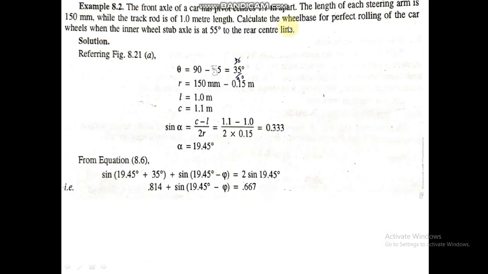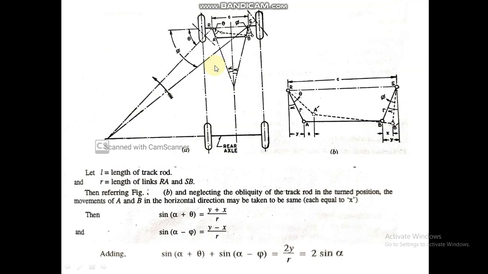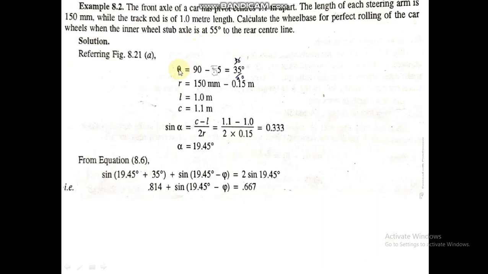Calculate wheelbase for perfect rolling of the car wheels when inner wheel stub axle is at 55 degree to the rear center line. It means that your inner wheel stub axle, this line, makes angle 55 with the rear center line, means this line and this line has angle of 55 degree. If this is 55, then what will be theta? Theta will be 90 minus 55, so theta will be 35. So your theta, angle of inside lock, is 35.